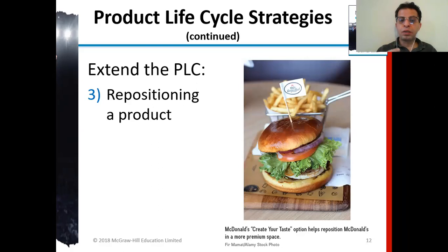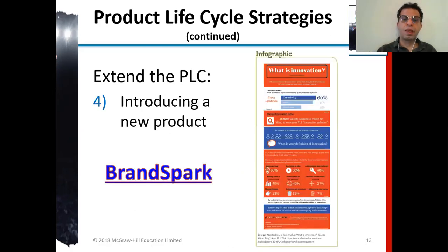We also reposition a product. We noticed that A&W did a big product repositioning by saying they are doing healthy food, growing organically. Here we see also McDonald's create-your-own-taste option, which helped reposition McDonald's in a more premium spot. Also, McDonald's is known for junk food, so they have a big line of salads just to reposition McDonald's itself.